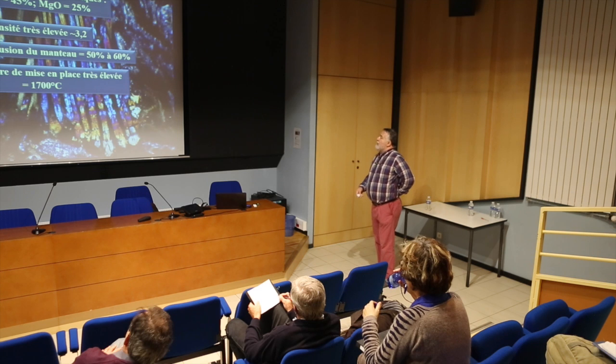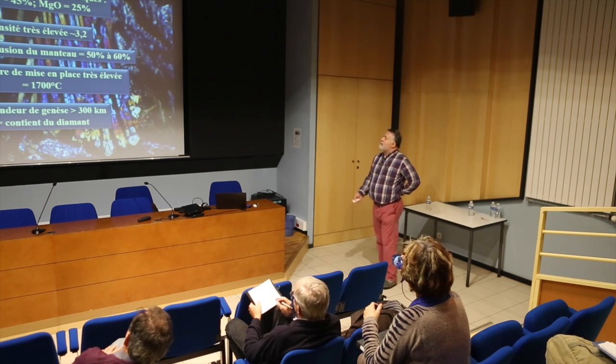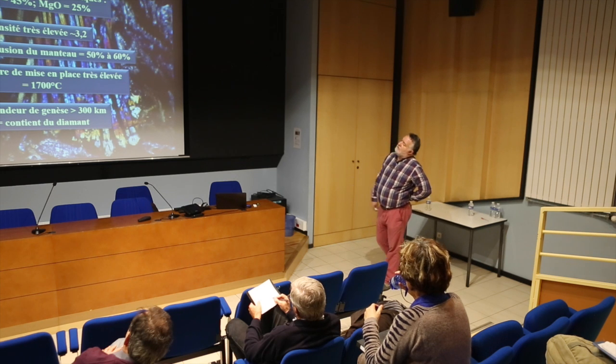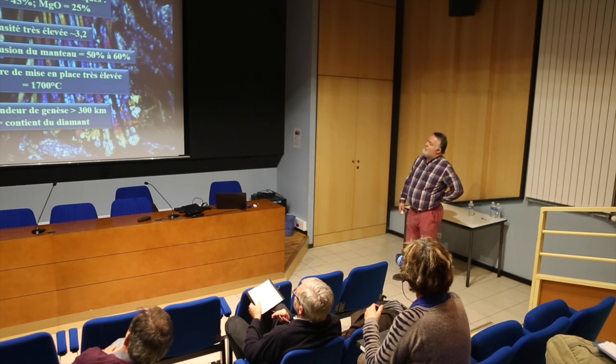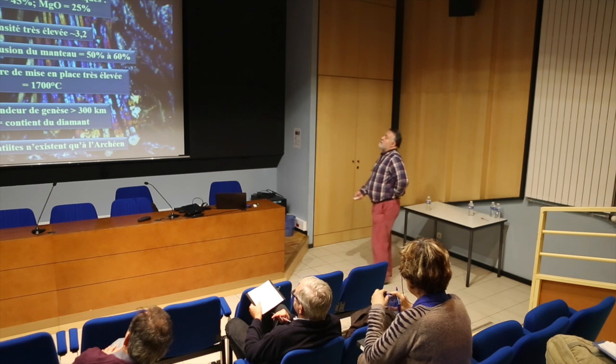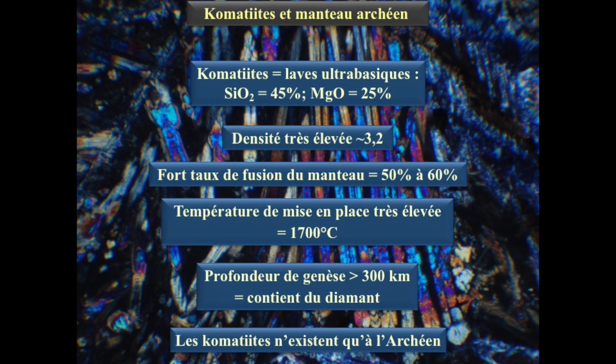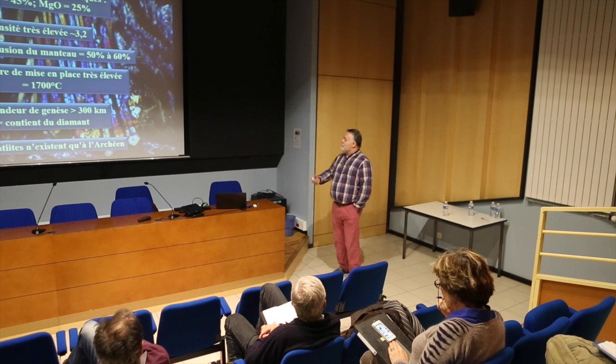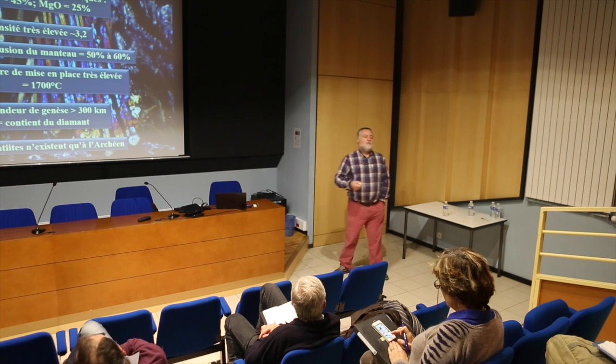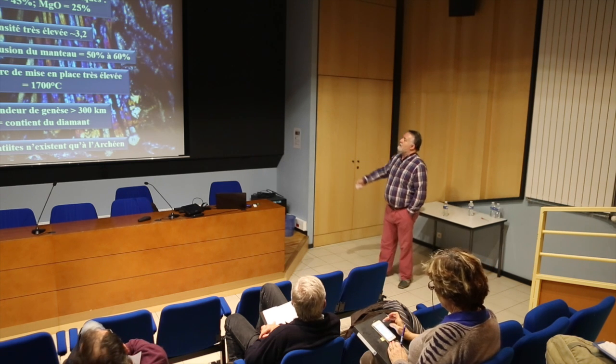The temperature of emplacement is high, and the depth of genesis is also great because this is demonstrated by the presence of diamond. And something important is that Komatiite exists only in Archaean terrains. We do not know more recent Komatiite. So the presence of Komatiite strongly militates in favor of a hot Earth, or hot Earth interior, during Archaean times.